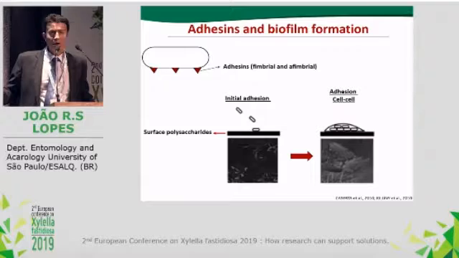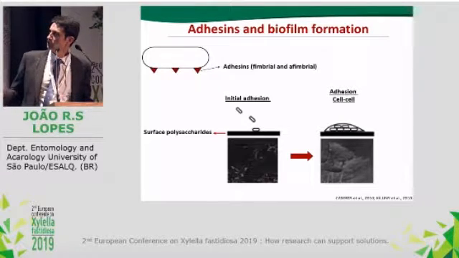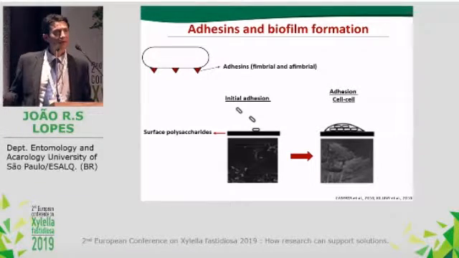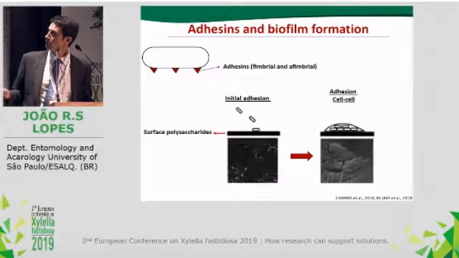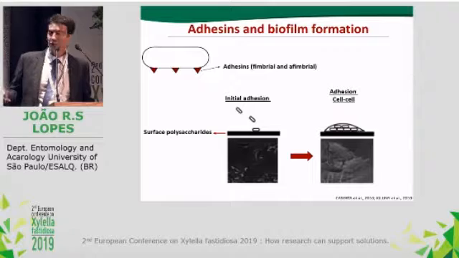Adhesins are membrane proteins that are thought to be involved in this attachment, in the early attachment, and also in biofilm formation. Some of these proteins are important for attaching to surface polysaccharides, for example in the cuticle of the foregut, and then forming a biofilm by also promoting cell-to-cell adhesion.